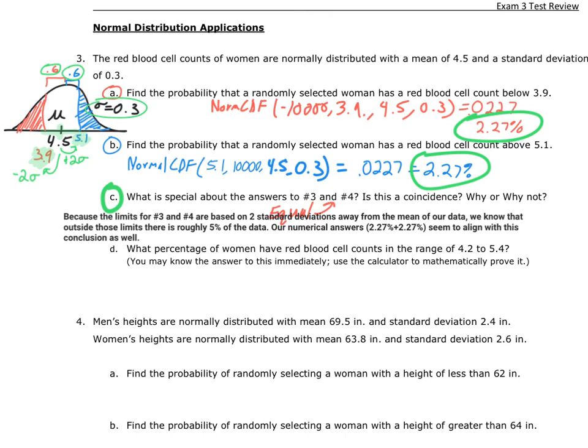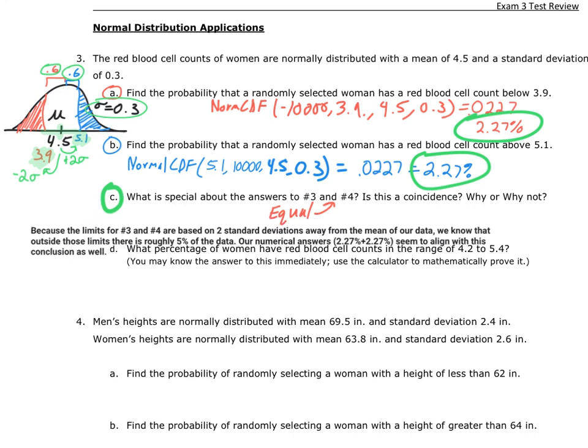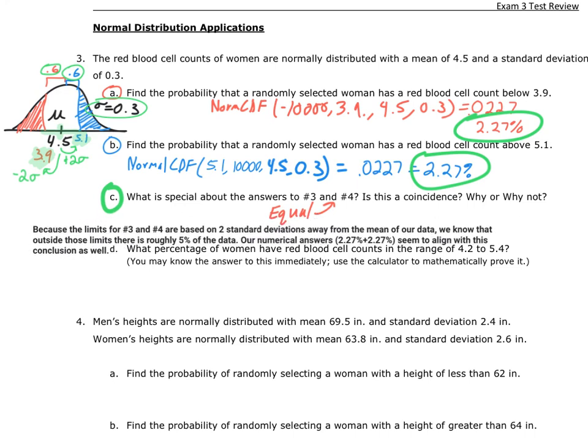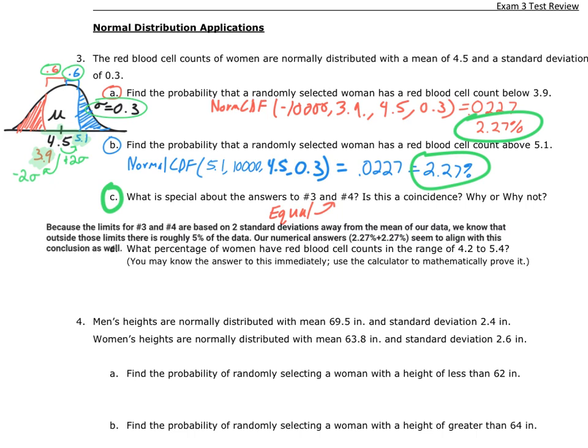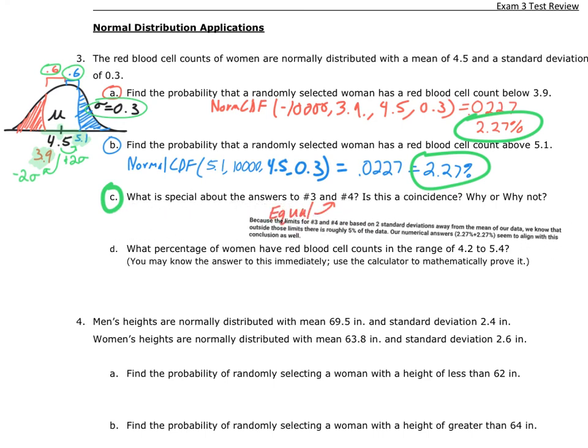All right, so I typed up an answer. It's hard to read because of that equal word in there. But because the limits for number 3 and number 4 are based on 2 standard deviations away from the mean of our data, we know that outside those limits, there's roughly 5% of the data. And our numerical answers of 2.27 plus 2.27 seem to align with this conclusion as well. So that explains why that's no surprise to us.